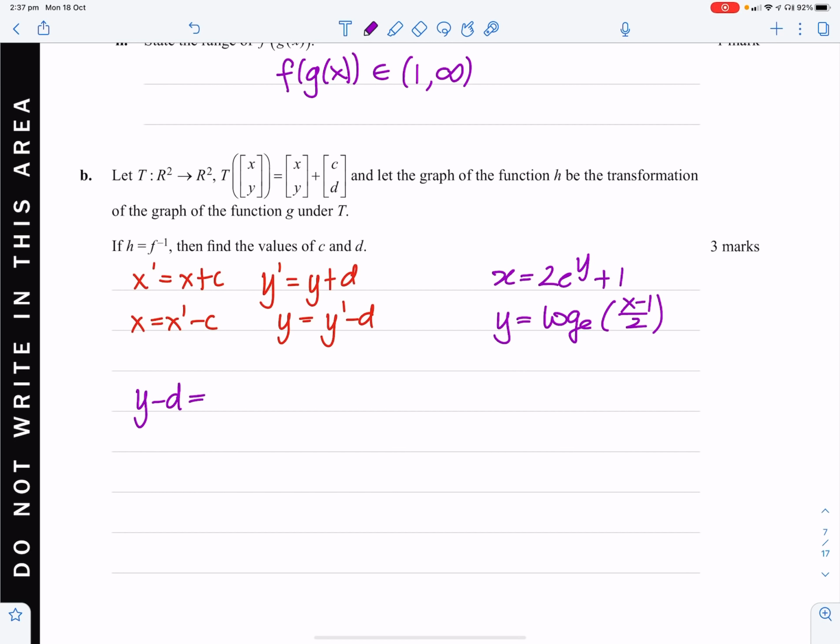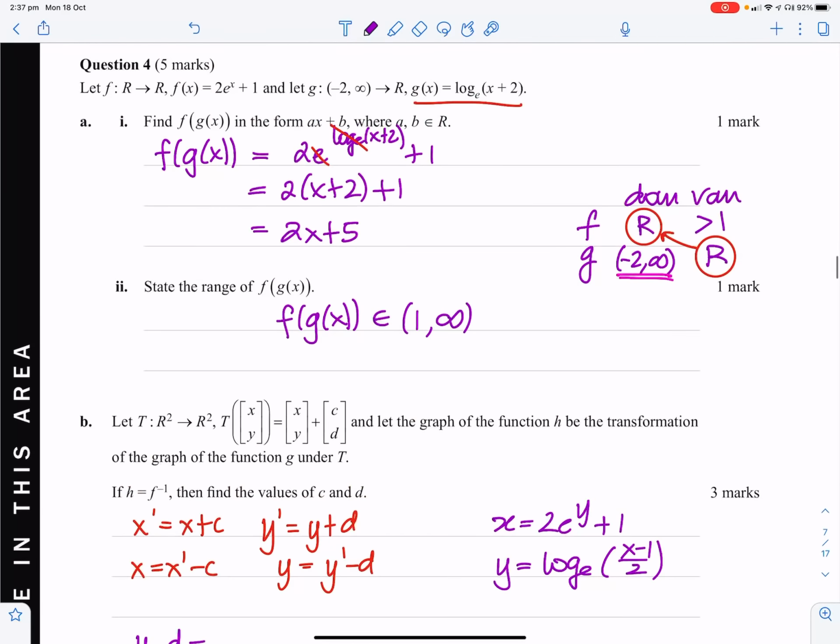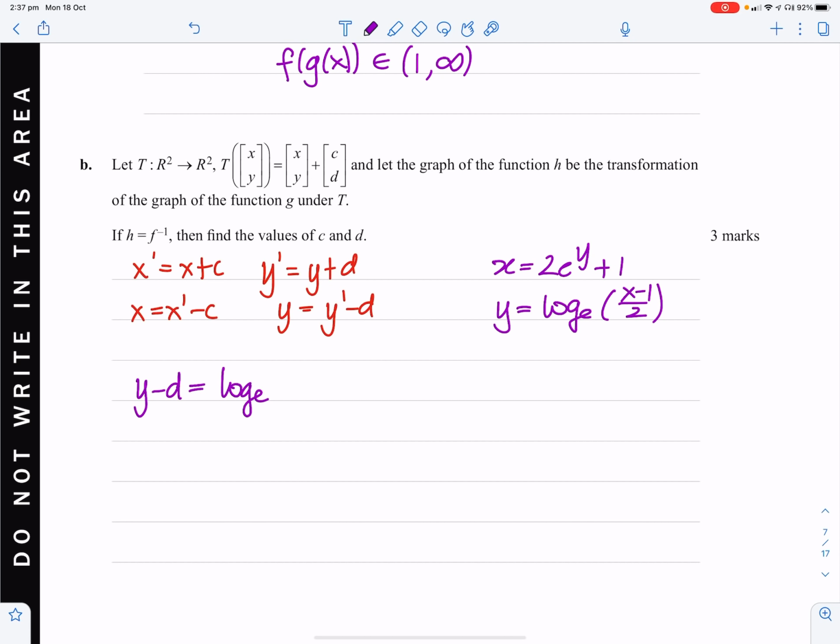y minus d is equal to log e of x minus c plus 2. Y is log e of x minus c plus 2, plus d. Now these have to be the same. When you look at it, you go, hang on a sec, this doesn't have a denominator, and this one does.